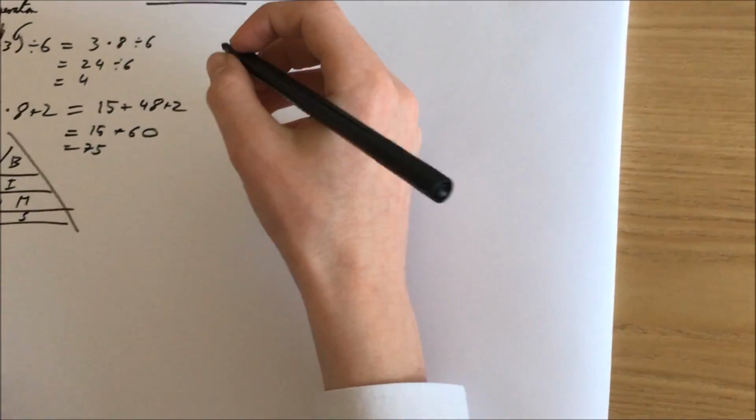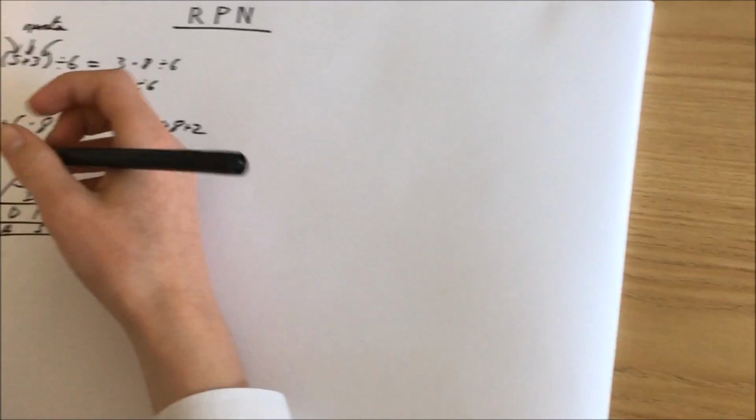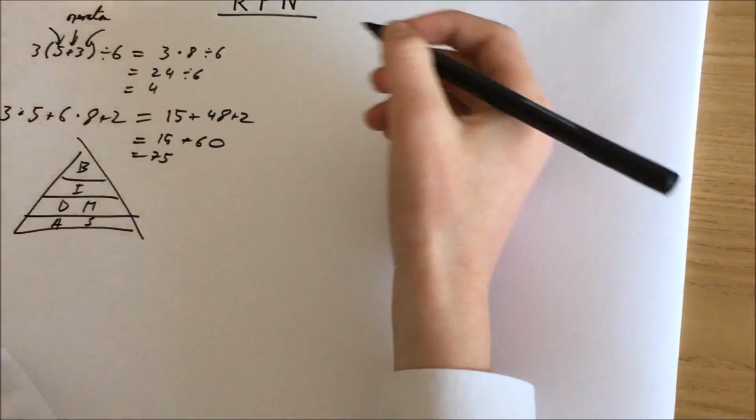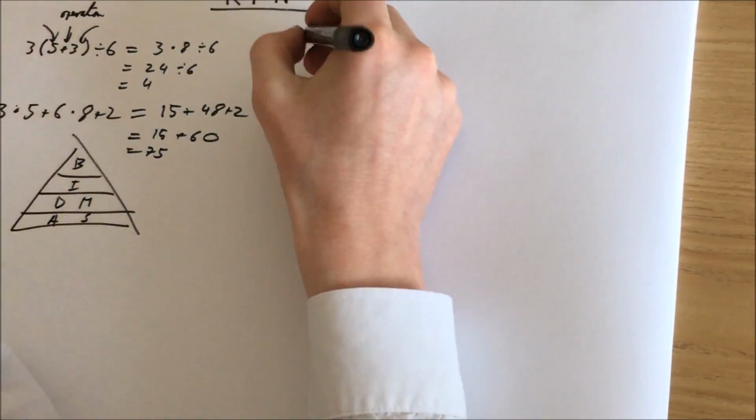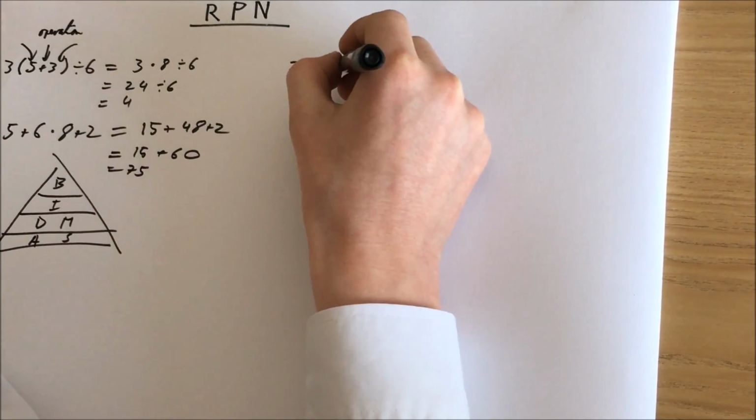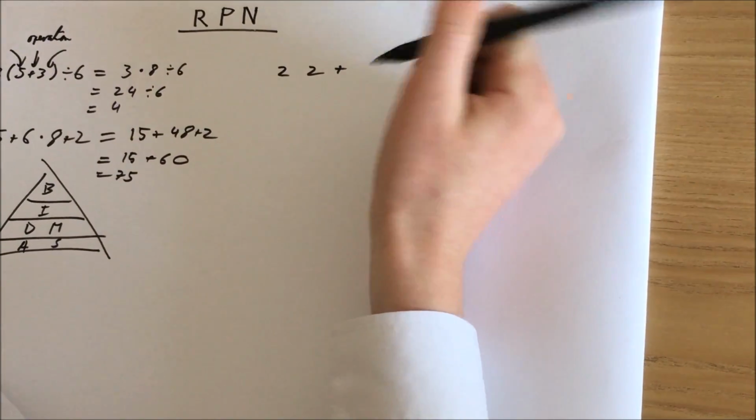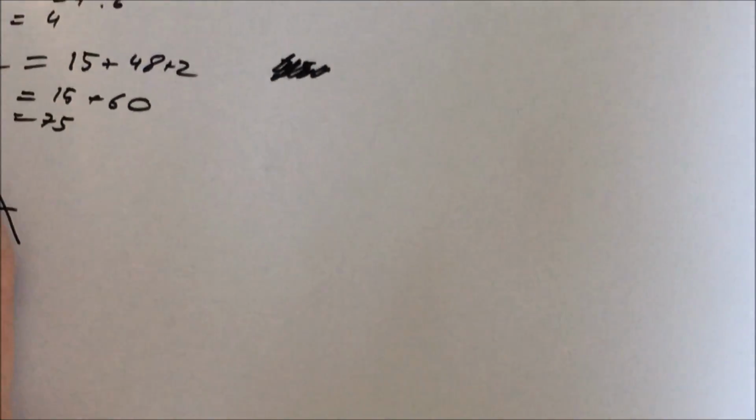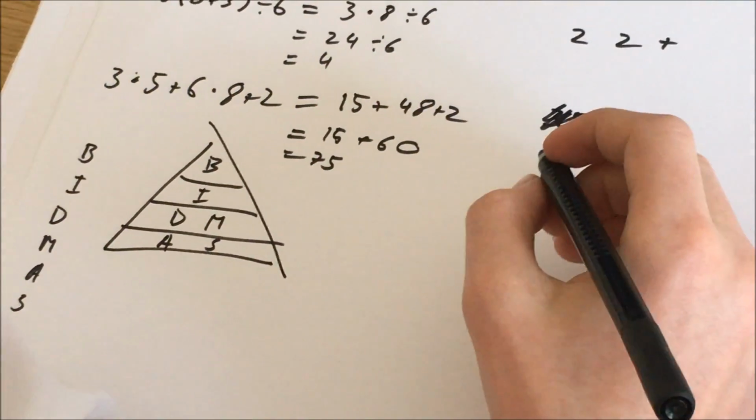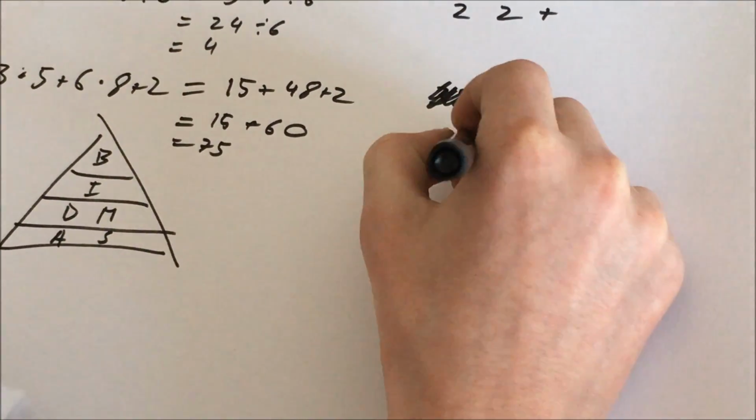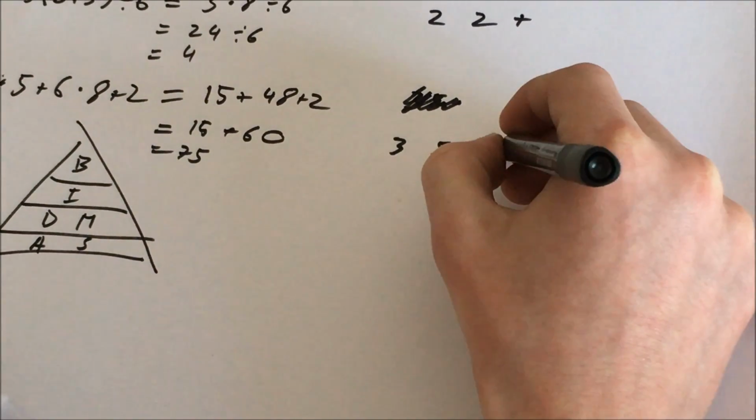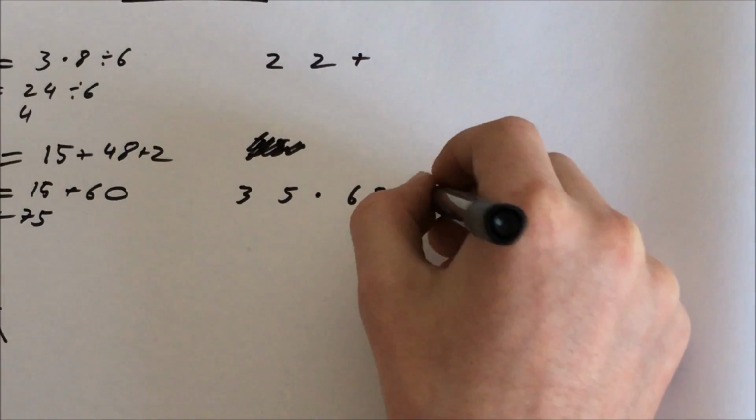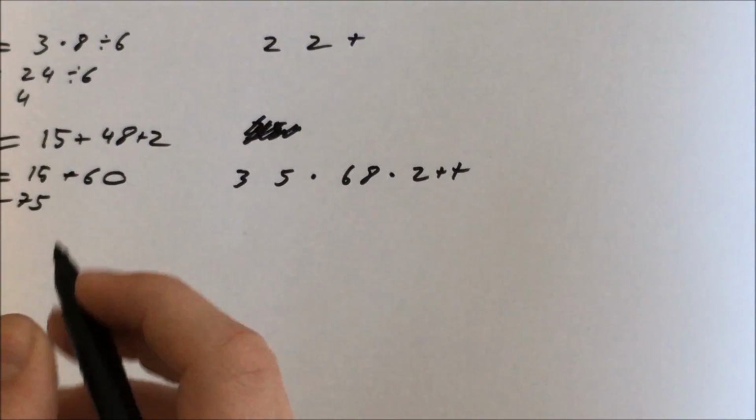With reverse Polish notation, we lose the need for brackets because of the way we write things. Instead of having the operation between the two operands, we have it afterwards. So for example, if we wanted to add 2 and 2, we would write 2, 2 plus. There's no marker between two numbers, you just have to leave a space. So if we wanted to write this expression in reverse Polish notation, we'd write it like this. 3, 5 times 6, 8 times 2 plus plus.